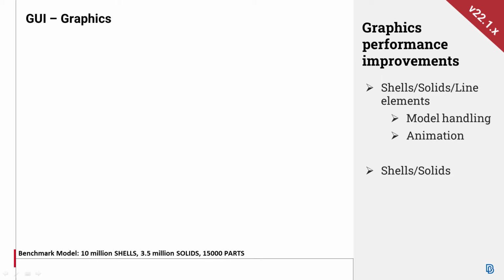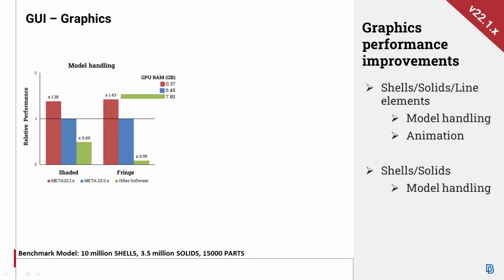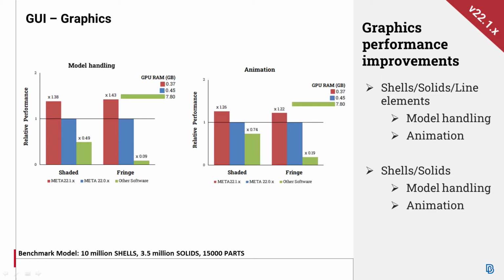Namely, in a model with 10 million shell and 3.5 million solid elements, and regarding model handling, version 22.1 is 1.38 times faster when the model is shaded, and up to 1.43 times faster when fringe is enabled. With regards to model animation, version 22.1 is up to 1.26 times faster when the model is shaded, and up to 1.22 times faster when fringe is enabled. Further reduction in GPU memory usage has also been achieved.